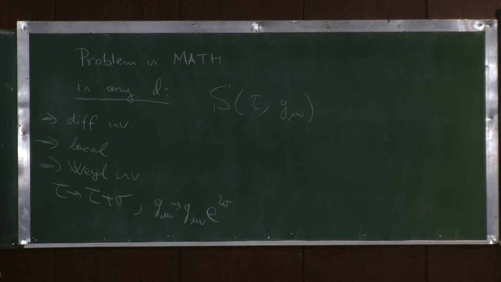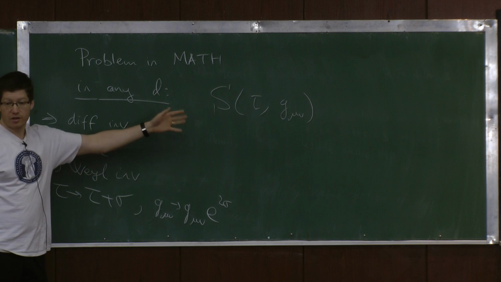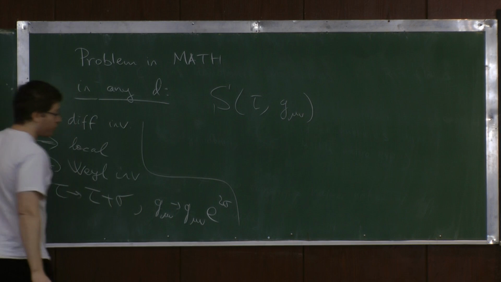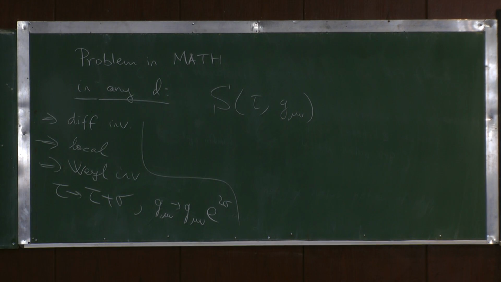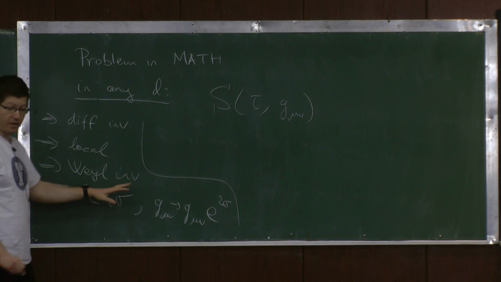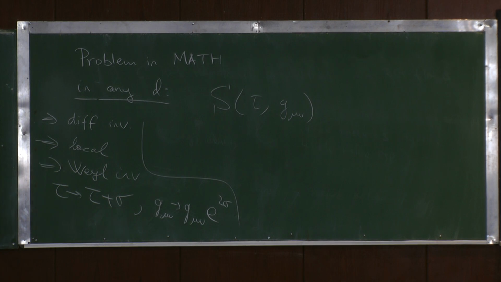So G mu nu goes to G mu nu e to the sigma. So that's a well-defined mathematical problem. And the problem is to write actions in an expansion in derivatives, or any other expansion you like, which satisfy these three properties. And I'll show you that there are some really strong consequences of these three requirements. And one of these consequences will then be relaxed when I give up on Weyl invariance. And this will have a very, very clear physical interpretation.